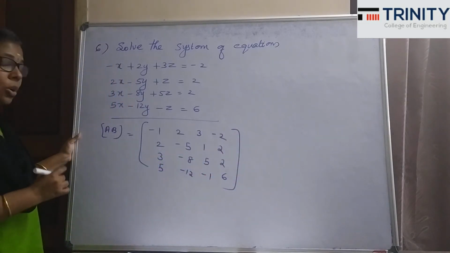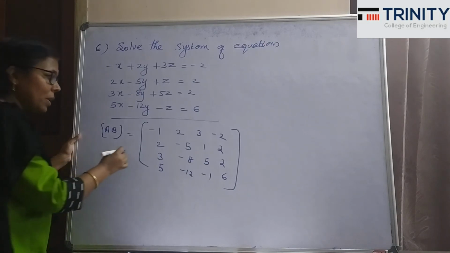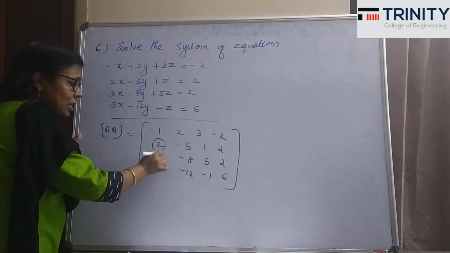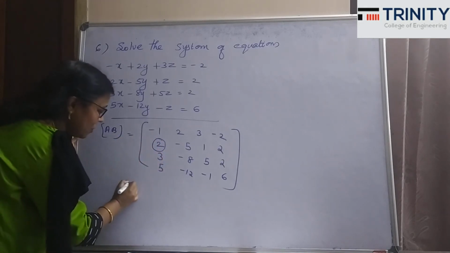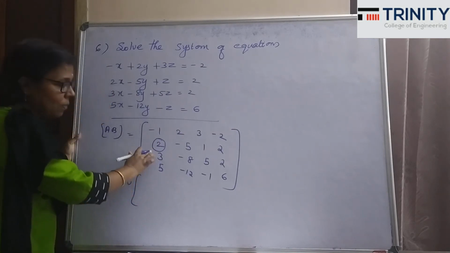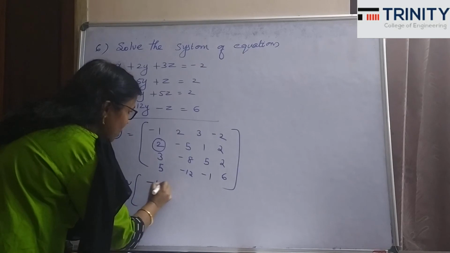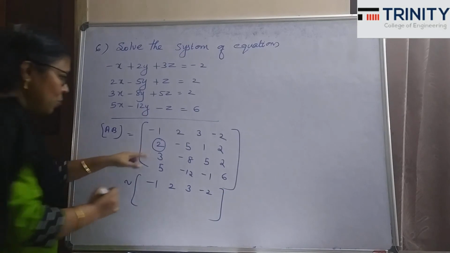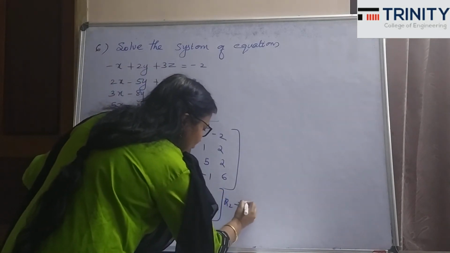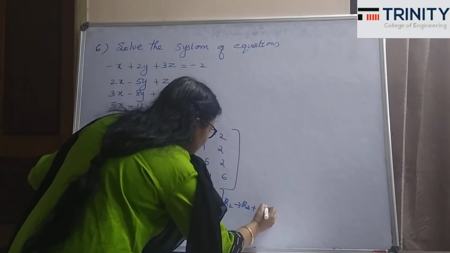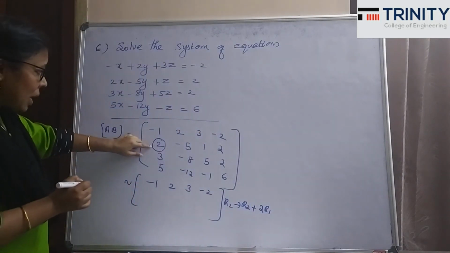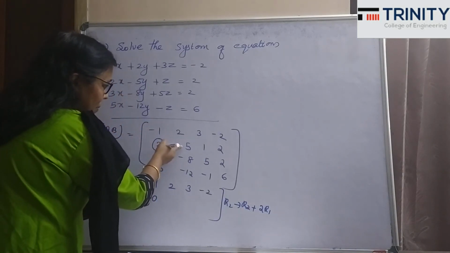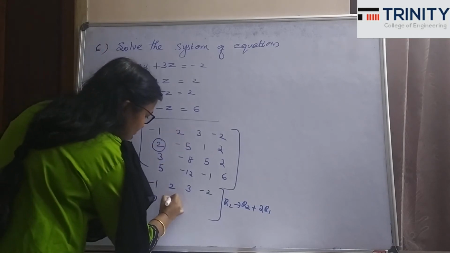Now we have to reduce it into row reduced echelon form by using some elementary row operations. Here we have to make this 2 as 0. Then we have to make this 3 as 0. Then 5 as 0. First we are making this 2 as 0. Write the first row: minus 1, 2, 3, minus 2. Then R2 becomes R2 plus 2 times R1. That is 0. Then minus 5 plus 4, minus 1.